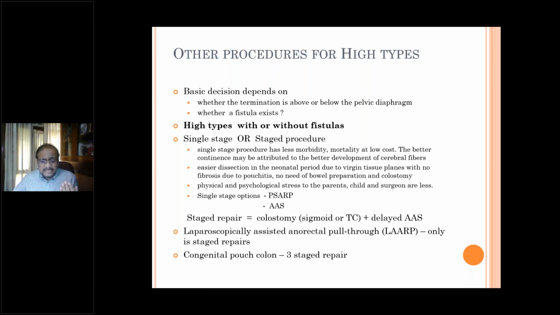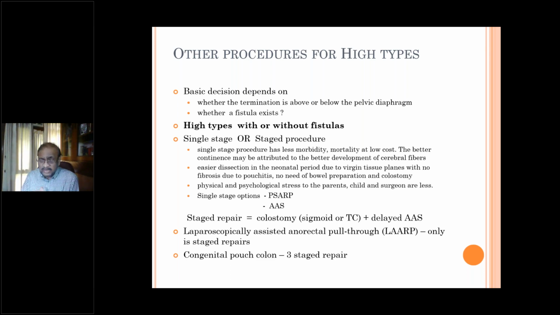Dissection in the neonatal period is easier. It is absolutely virgin territory. Nothing has been touched, so dissection becomes very easy, and there is no fibrosis or pouchitis. But there's a problem there: you tend to damage things easily. The nerves are damaged very easily, so you have to be very, very careful.